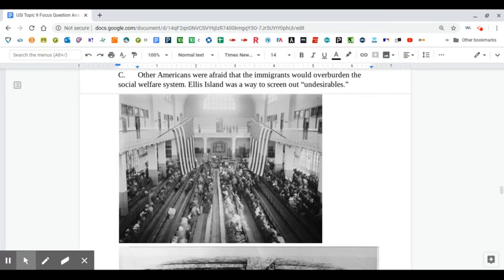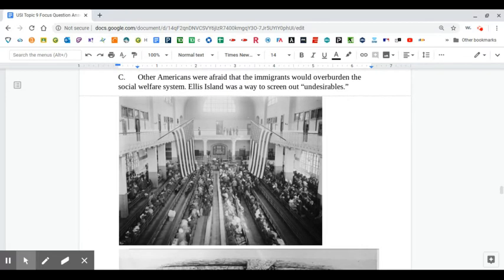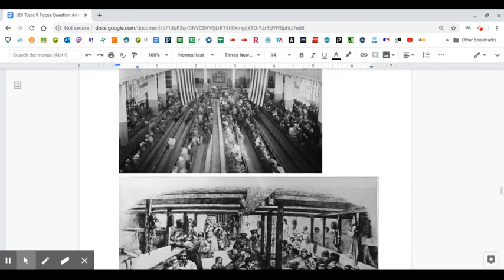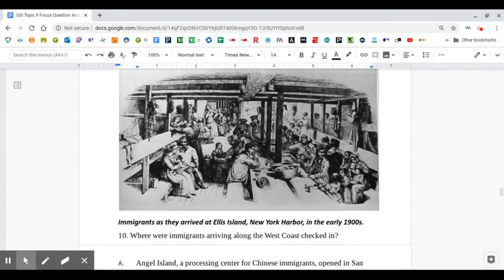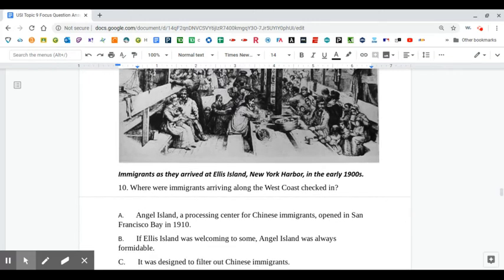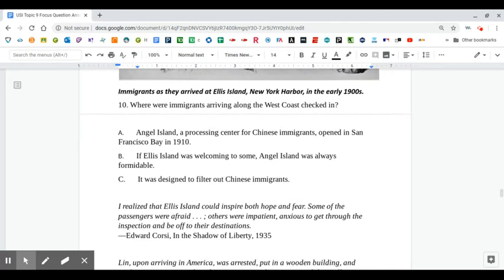Ellis Island was a way to screen out what we considered here in America at that time as the undesirables, people who maybe could not contribute to American society. So you can see here in this photograph, that's Ellis Island. You see the patriotic American flags. And here's another visual. Immigrants arrive at Ellis Island in New York Harbor in the early 1900s. So any immigrant who came to the East Coast, in particular in the New York City area, would get checked in at Ellis Island.